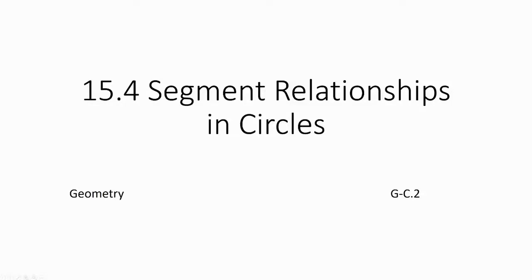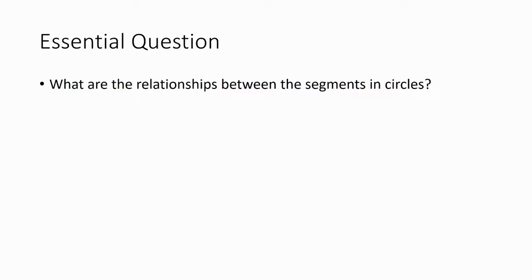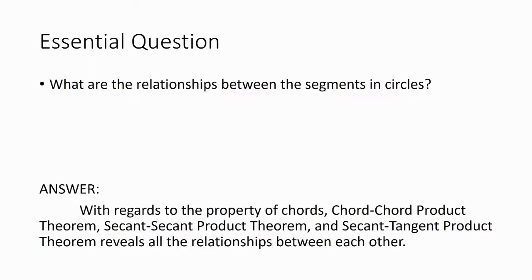From Module 15.4, Segment Relationships in Circles. Essential question: what are the relationships between the segments in circles? Shortest answer is with regards to the property of chords: chord-chord product theorem, so it's dealing with chords only, secant-secant product theorem, and then secant-tangent product theorem. And this reveals all the relationships between each other.